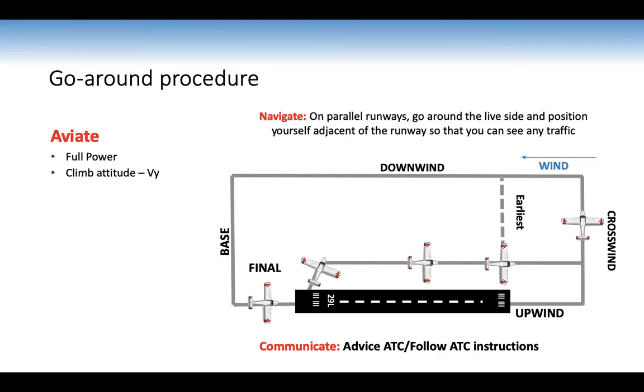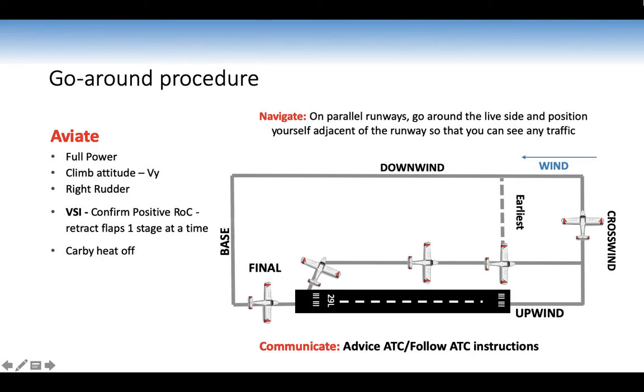So the go-around procedure: aviate, full power, and you're putting in the climb attitude, so you're setting the nose on the horizon, applying right rudder due to the slipstream effect. On the VSI, confirm a positive rate of climb, retract flaps one stage at a time, and carby off. Make sure you only retract one stage at a time, and if you don't have a positive rate, don't retract the flaps. Navigate: on parallel runways, go around on the live side and position yourself adjacent to the traffic so that you can see any traffic.